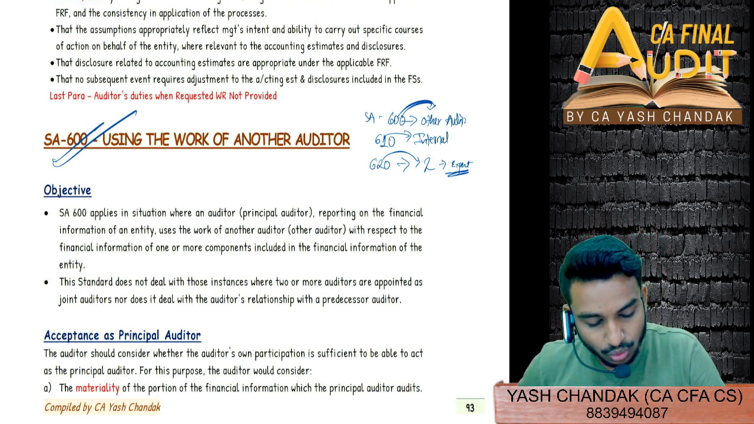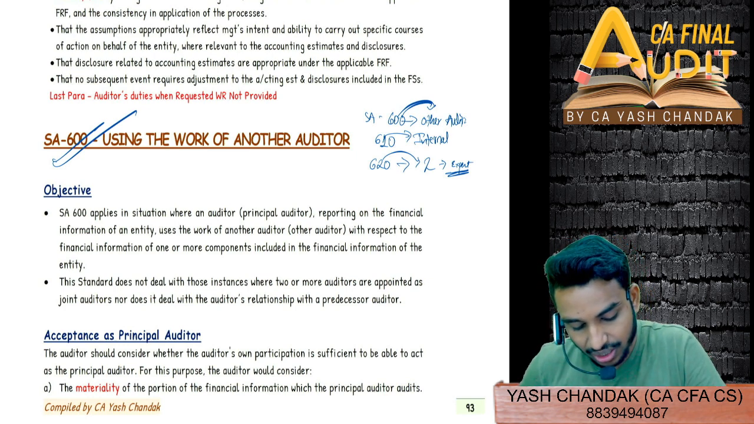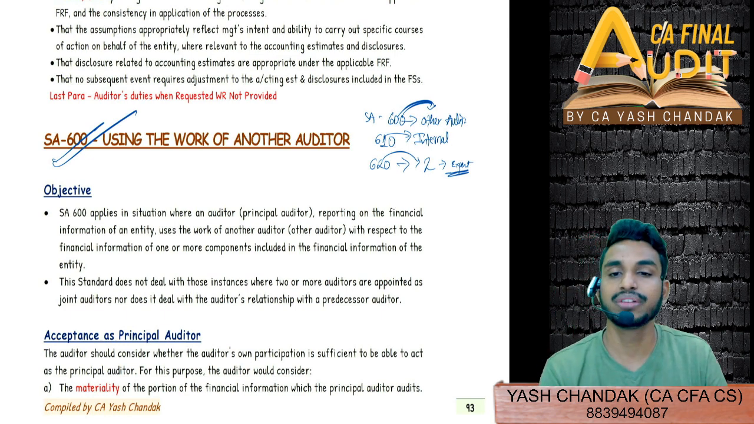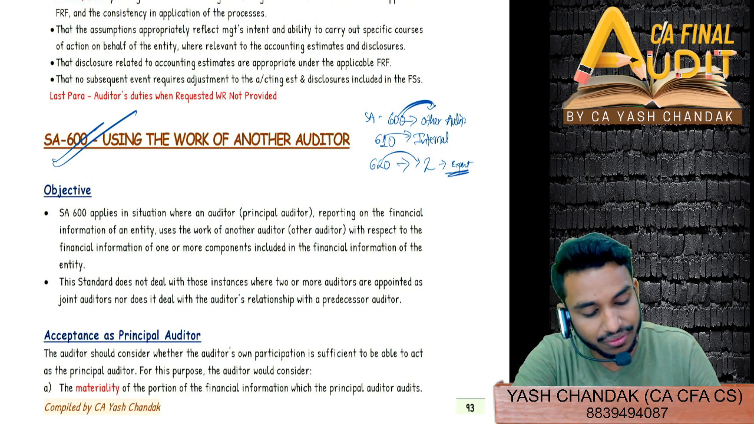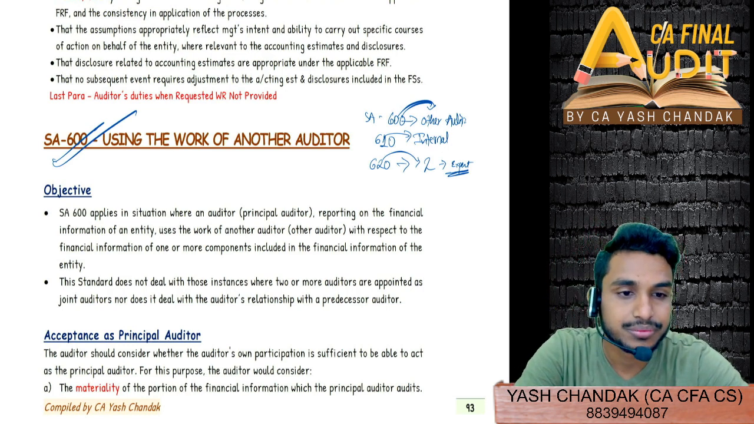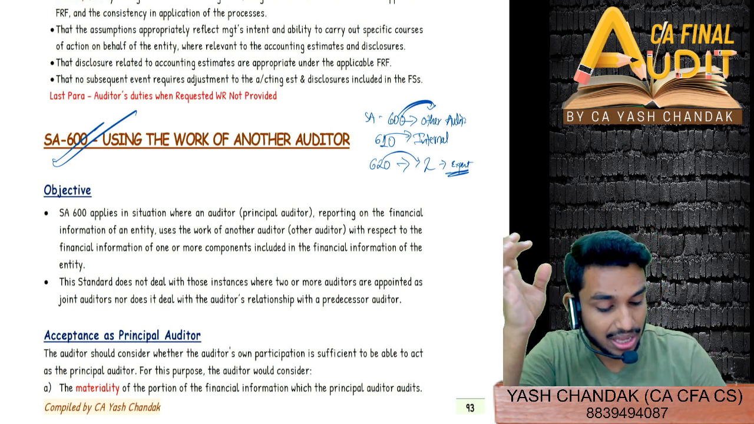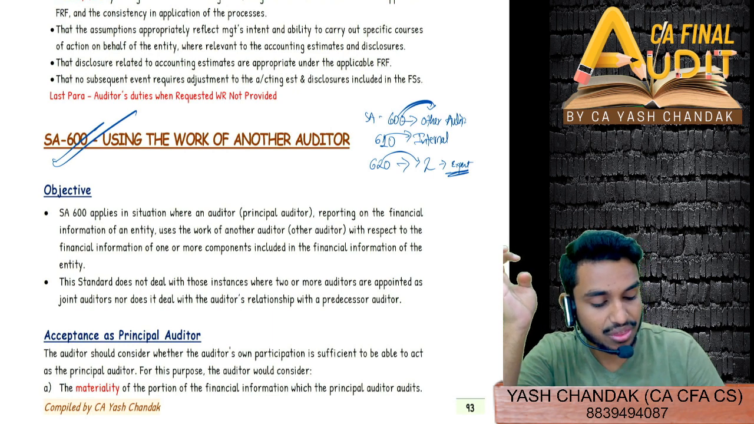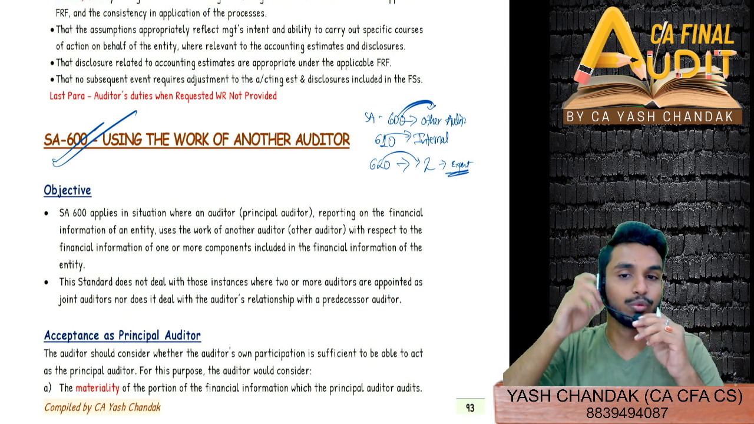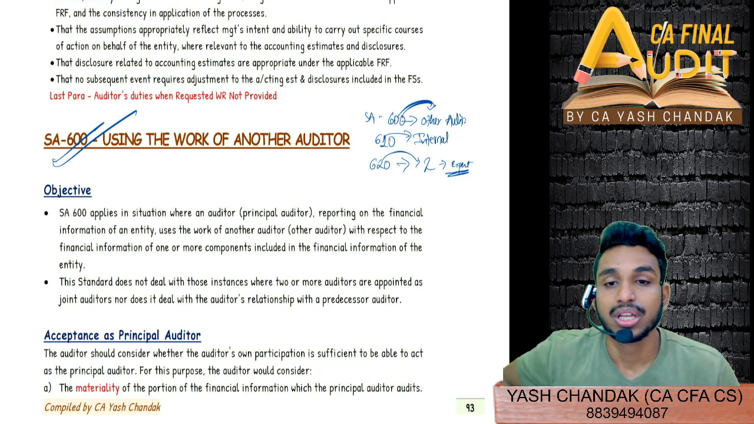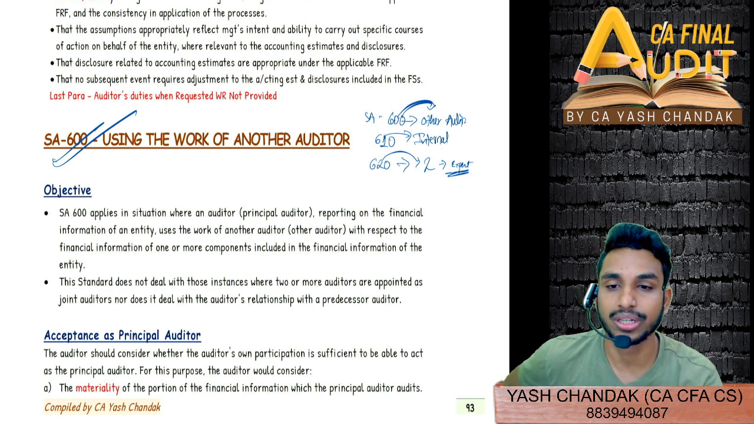And this standard does not deal with those instances where two or more auditors are appointed as joint auditors, because there we have what? SA 299. For joint audit we have SA 299, right? Nor does it deal with the auditor's relationship with the predecessor auditor, because there we have SA 510, SA 710, right? There are other standards which deal with what you need to do with the predecessor auditor, if at all. Here we are dealing with the current auditor only, but this auditor is not us. These are in fact the component auditors.